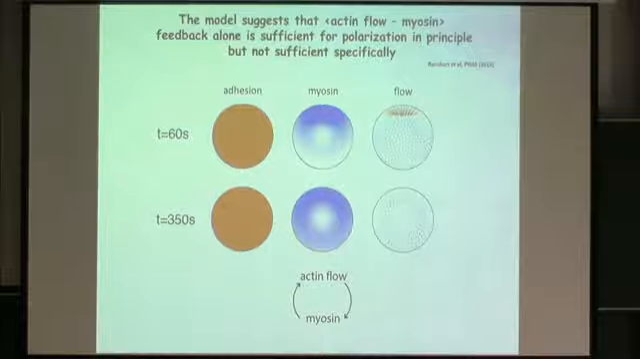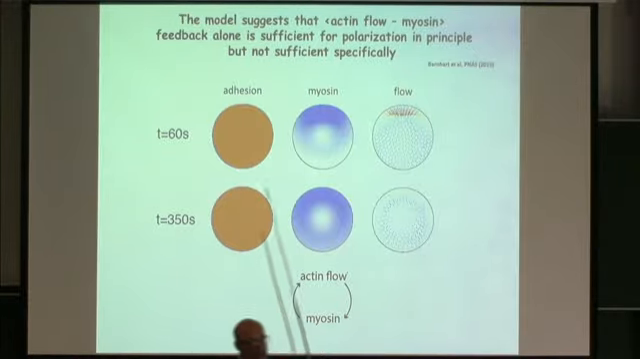But in fact, of course, it doesn't show what the experiments show. We don't have the drastic change of the cell shape, and we don't have the observed velocity. Okay. And so we're missing something.